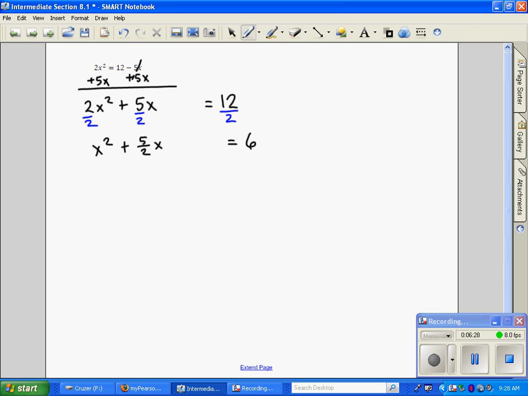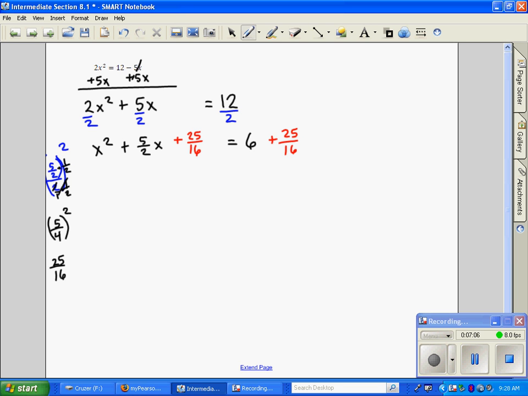Now we will continue the process. We will take our b term, which is 5 halves, divided by 2, and then square that. 5 halves divided by 2, multiplied by the reciprocal, which is 1 half, gives me 5 times 1 is 5 fourths. These cancel down here and square that. 5 squared is 25, 4 squared is 16. So if I add 25 over 16 here, I need to add 25 over 16 here.